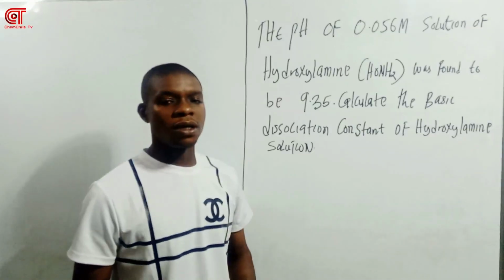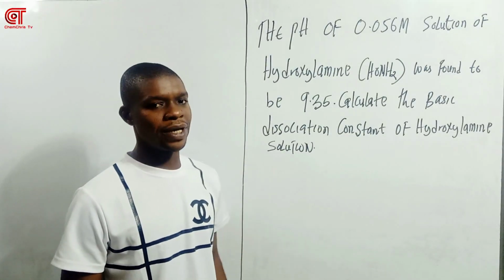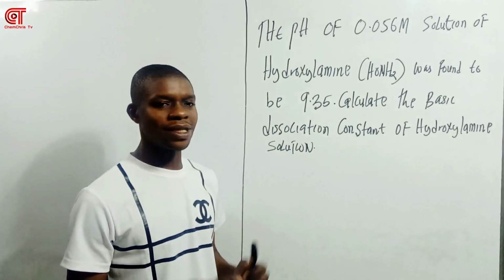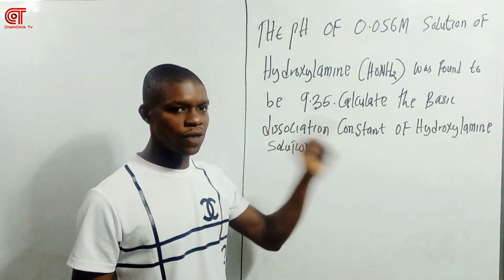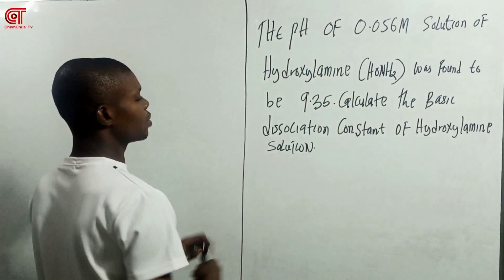If you have not watched the first video on calculation of weak acid and weak base, the link will be in the description below, or you will see it by the end of this video, so you can go and watch that video. It's very, very important here. So how do we do this one?